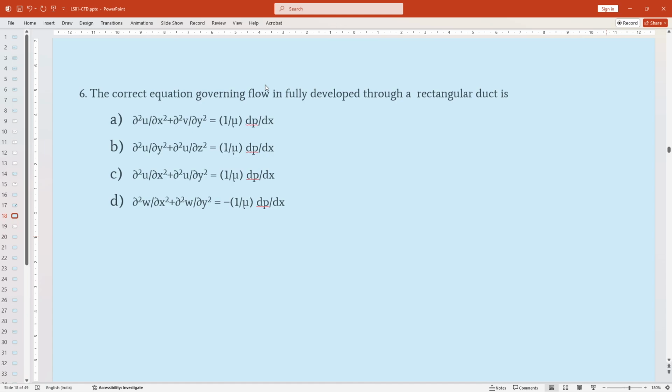Okay, so next question. The correct equation governing flow in a fully developed flow through a rectangular duct is: option A, dou square u by dou x square plus dou square v by dou y square is equal to 1 by mu dp by dx. Option B, dou square u by dou y square plus dou square u by dou z square is equal to 1 by mu dp by dx. Option C, dou square u by dou x square plus dou square u by dou y square is equal to 1 by mu dp by dx. Option D, dou square w by dou x square plus dou square w by dou y square is equal to minus 1 by mu dp by dx. So this one is also a little tricky question. Try to answer it. Try to inbox your answers.